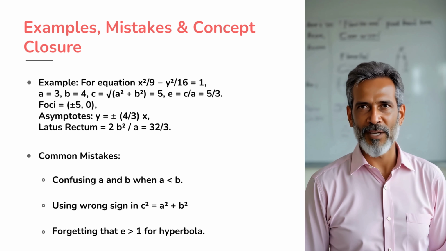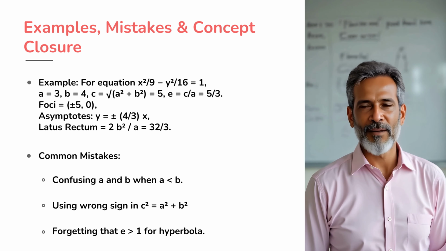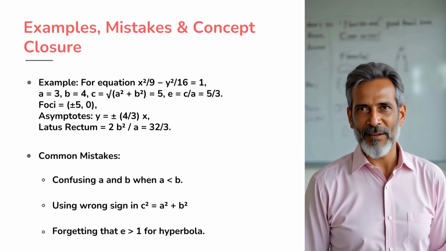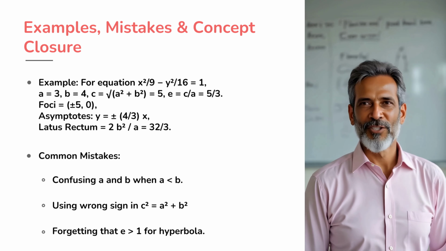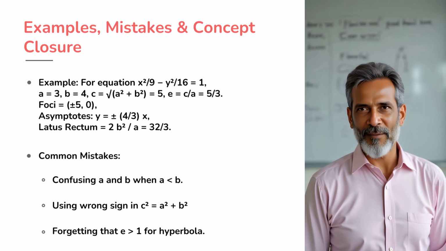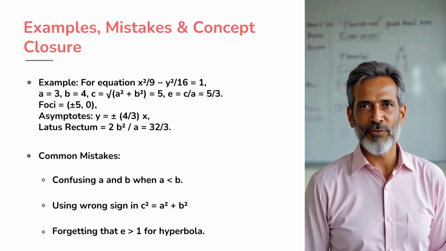So here's the big picture. All conics, circle, ellipse, parabola, and hyperbola are part of one family. They differ only in eccentricity. Circle has e equals 0, ellipse has e less than 1, parabola has e equals 1, hyperbola has e greater than 1.